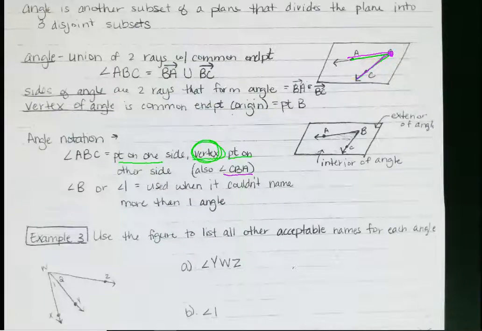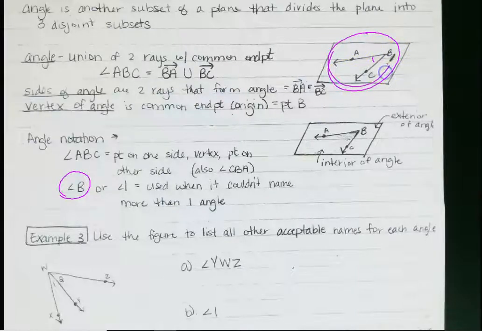Another way we could name the angle is to use a single name. We could call it angle B, or angle 1 if there was a 1 inside of it here. Angle 1 is used when it couldn't name more than one angle, so it could be used in this case. All right, if you look at this diagram, we have the interior of the angle, which, duh, is inside, and the exterior of the angle is outside of the angle.